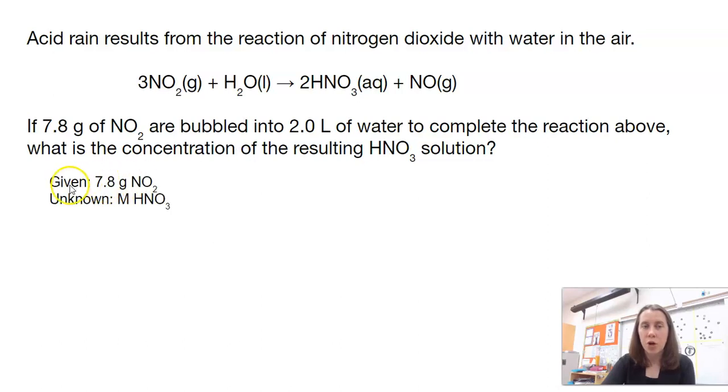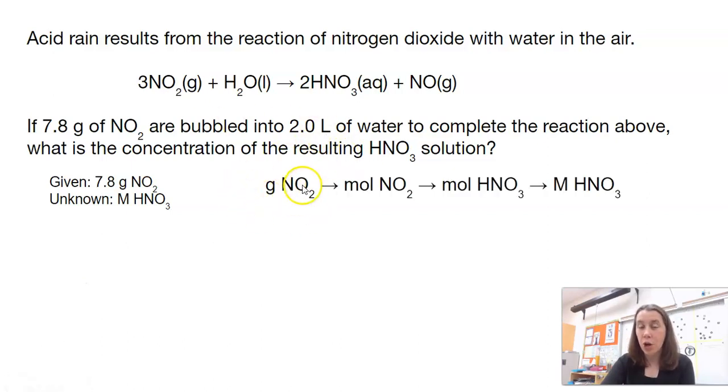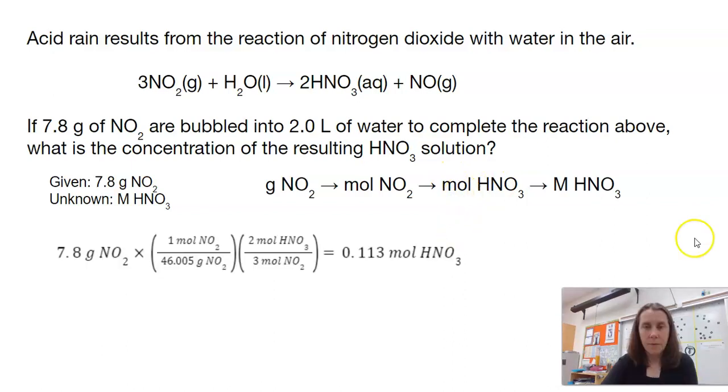So again, our starting amount is our grams, and in this case, what we're trying to find is the molarity. I'll do this one as an example so we can see how that works. Our plan is going to be to go from grams to moles, and then from moles to moles using our balanced equation. The last step won't be a conversion, but we'll use the liters given in our problem to find molarity, since we know both moles and liters.